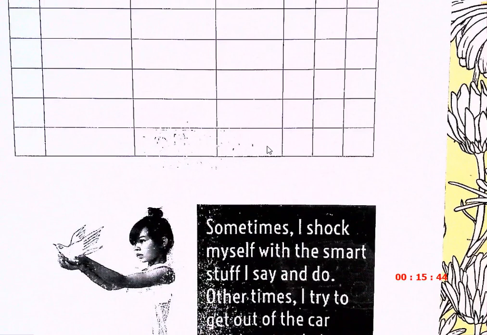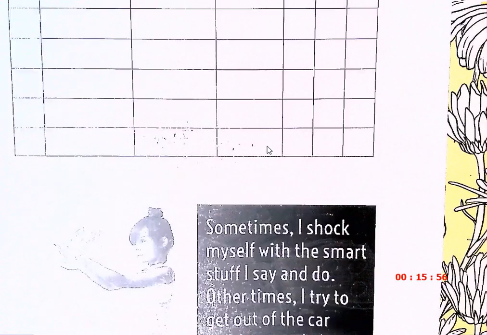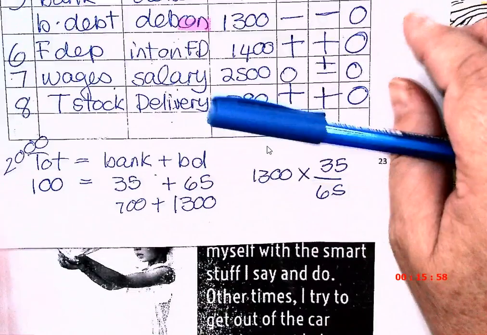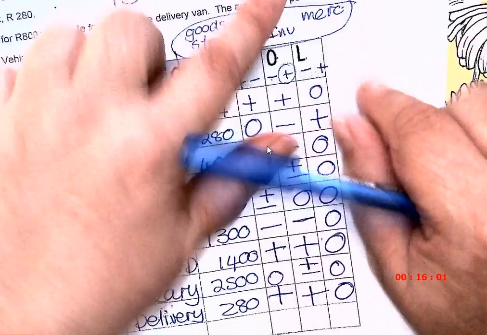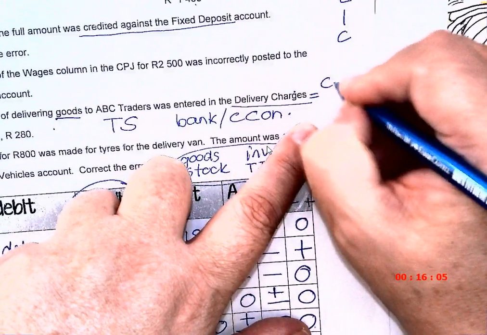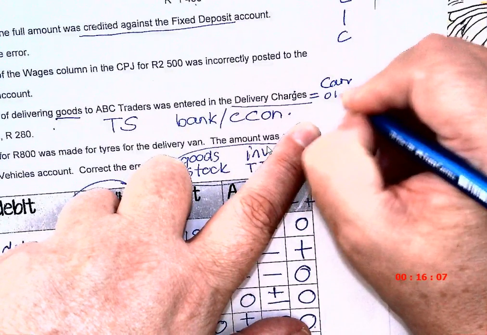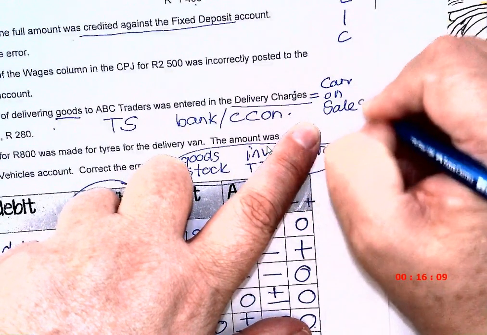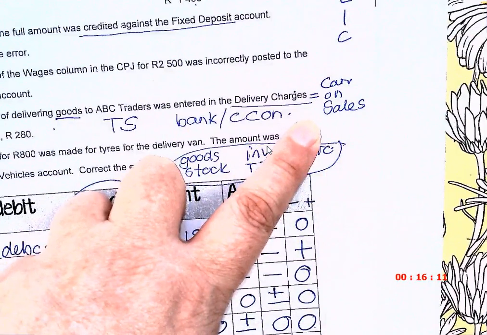So with carriage on sales, instead of using the word carriage on sales, they use the word delivery cost. It's the same thing. So you can make a note for yourself: delivery costs here, delivery charges, it's the same as carriage on sales.